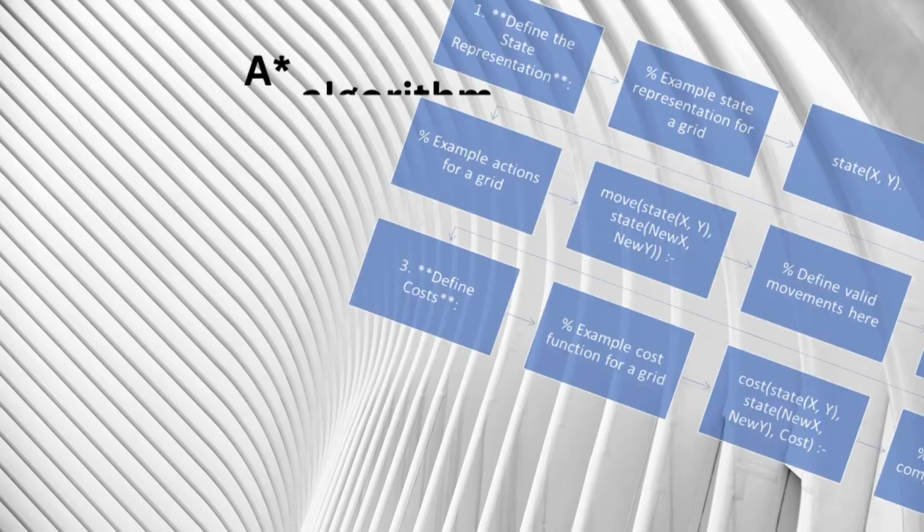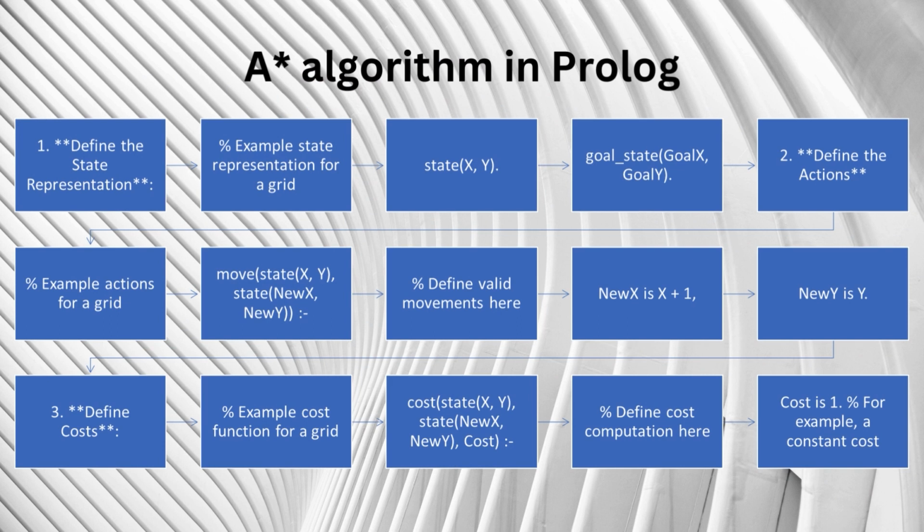Solving the A star algorithm using Prolog involves defining predicates for representing the problem, heuristic and search algorithms. A star is used to find the shortest path from a start state to a goal state in a weighted graph or grid. Here is a step-by-step guide on how to implement the A star algorithm in Prolog. Step 1. Define the state representation.